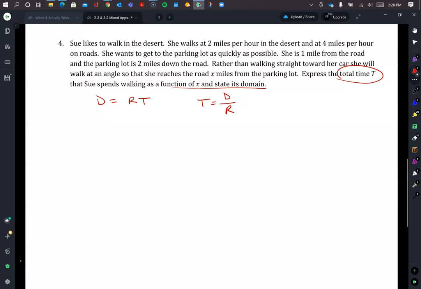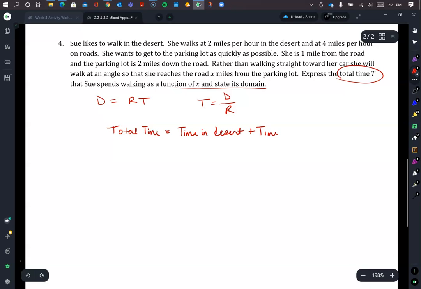So a couple other things to think of. We would have our total time would equal the time in the desert plus the time on the road. So we have to put the pieces together and figure out how long she would be walking through the desert and how long she would be walking on the road.